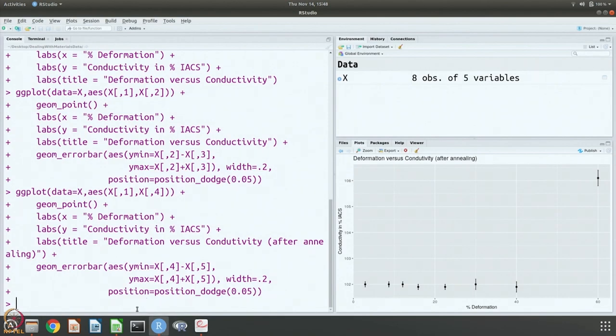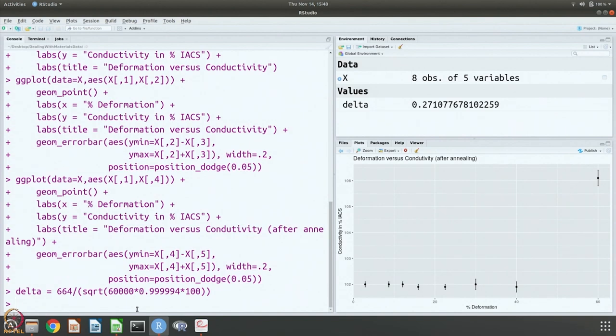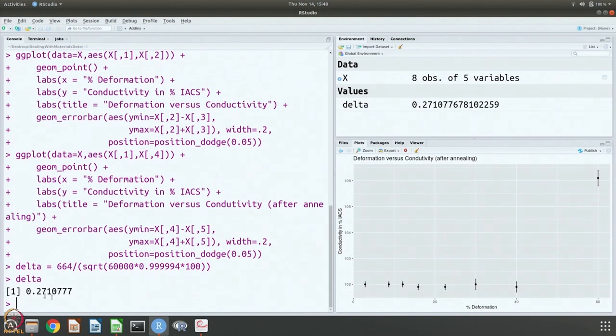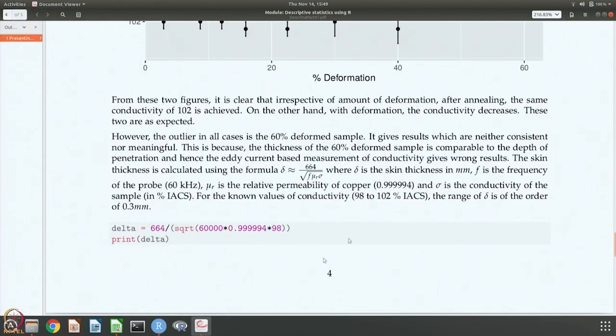So let us calculate that delta, and that delta was 664 divided by the square root of 60,000, that is 60 kilohertz, and the mu r, and the conductivity is about 100, right? And the delta value is about 0.3 millimeter, right? So it is about 0.3 millimeters. So it so happened that in the 60% deformed case, the thickness of the sample is about 2 or 2.5 times this 0.3, and that is the reason why we got this outlier.